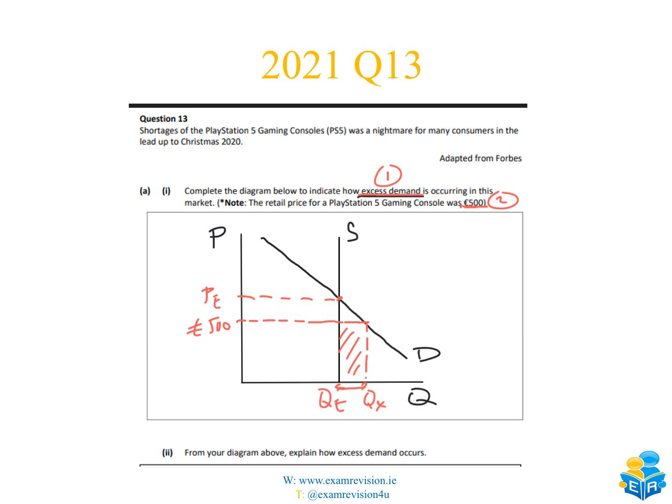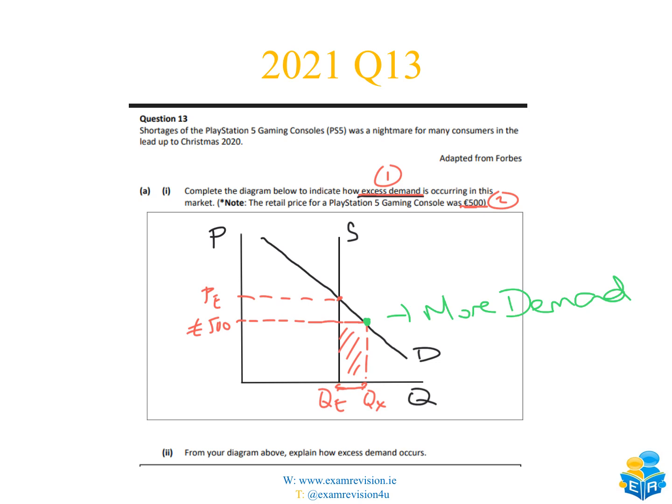The second part of the question asks us to explain how excess demand actually occurs. So, explaining it, you can see that at price 500 we get quantity QX. Basically what that means is that at this point here, there is more demand than goods available.